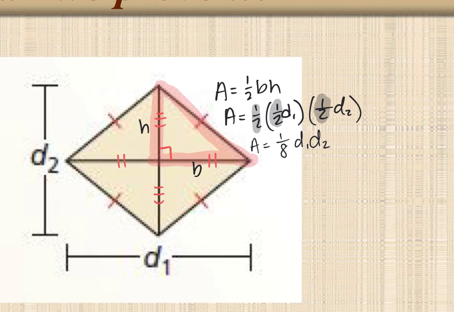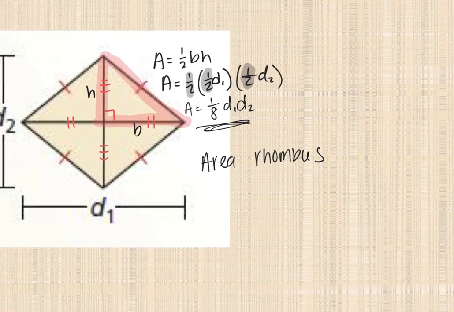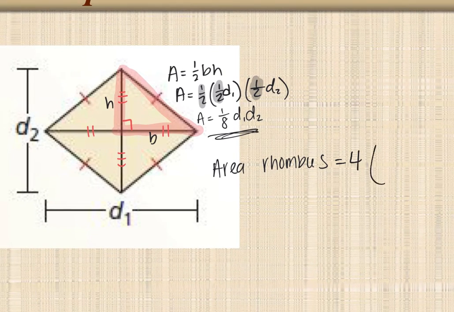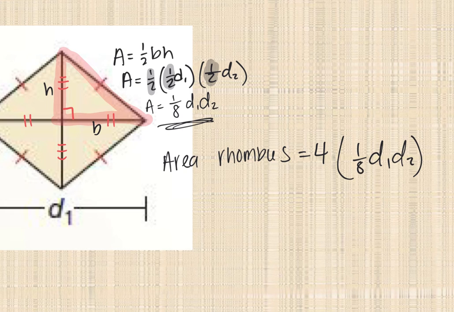Now, these triangles, how many triangles do we have in our figure? How many of those right triangles do we have? 4 of them. So the area of the rhombus is take this area and multiply it by 4. So we do 4 times 1/8 times D1, D2. What is this going to give me? Xavier? 1/2 times D1, D2. Did we just prove that? Do you guys see how cool that is?